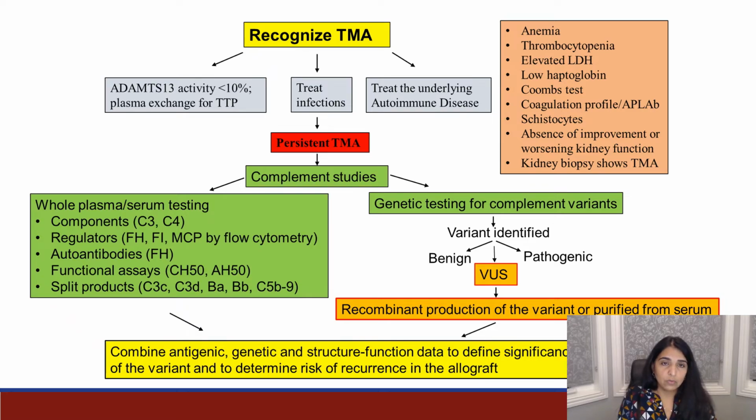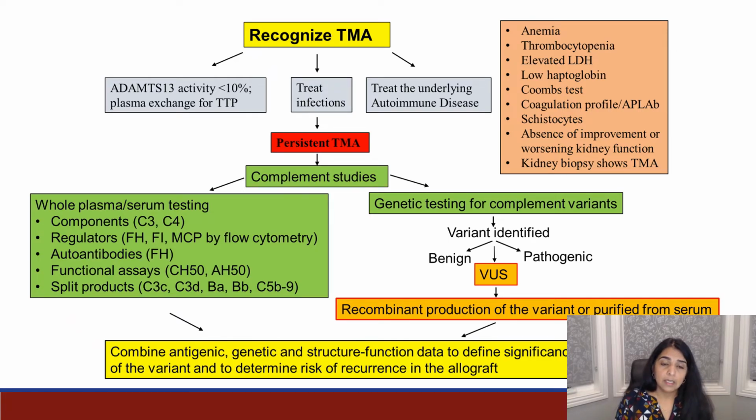So once you've recognized that there's TMA in the patient, you have the ADAMTS13 activity cooking, you have the autoimmune disease that the patient has, and if we think there is a flare-up, you treat that. If there is any other etiology, infections, drugs, medications, anything else that may be the cause of TMA, you remove those precipitating factors. If the TMA persists in these patients, then it's very, very important that complement studies are sent out.